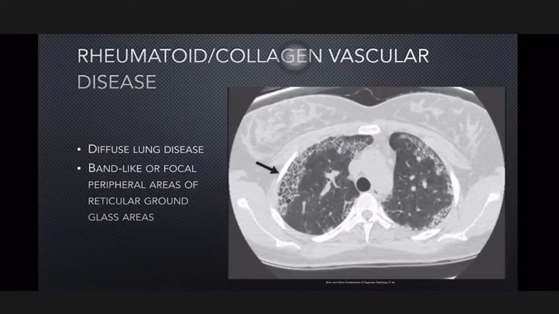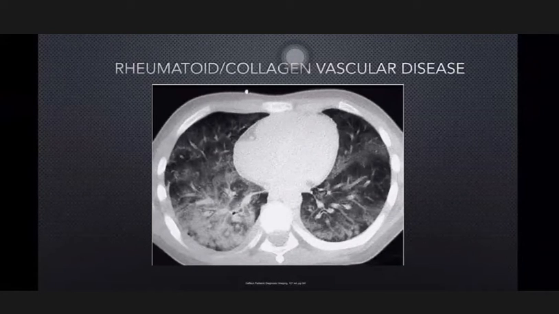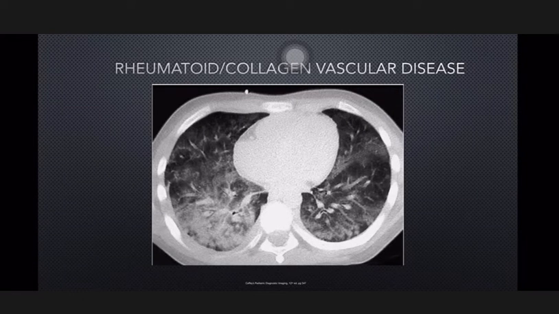Pulmonary hemorrhage may also occur in patients with collagen vascular disease, just like this CT image of a patient with collagen vascular disease who presented with hemoptysis. It shows diffuse and somewhat patchy ground glass opacification in both lungs, which suggests pulmonary hemorrhage.